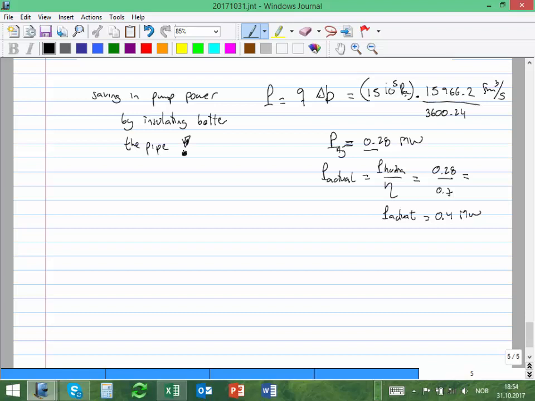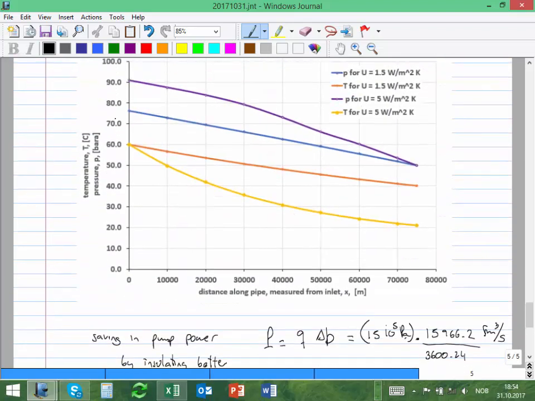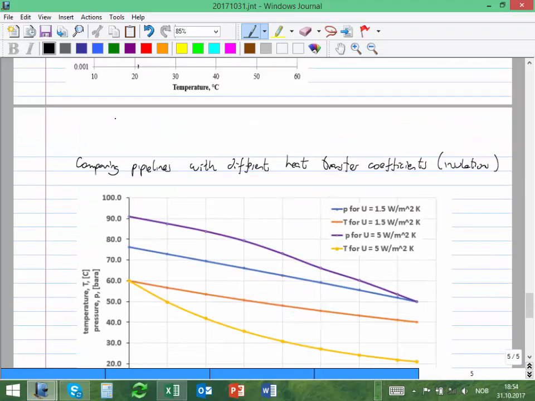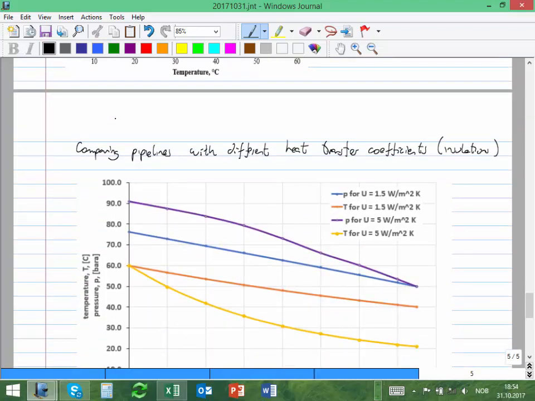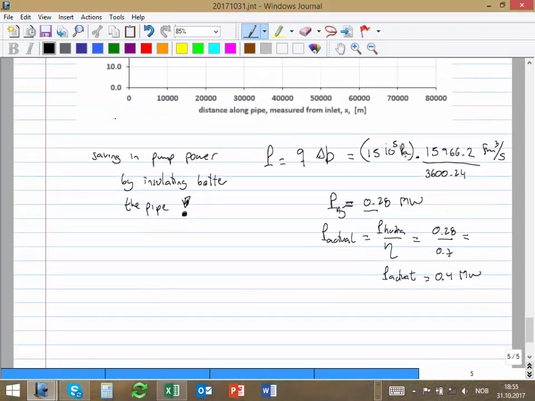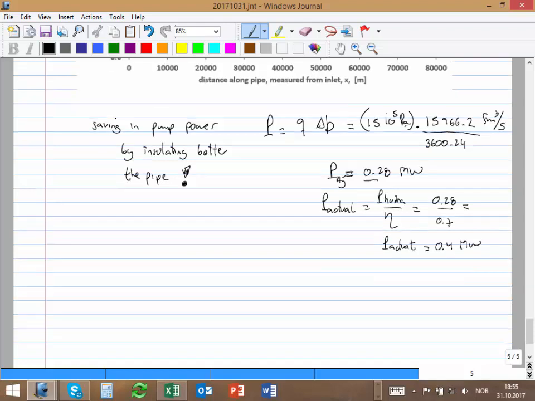Okay. And instead of buying, for example, a pump that is 3 megawatts, you can buy one that is 2.5 and you save some money. But you also have to check how much this insulation costs, okay? Because you have 75 kilometers of pipe that need this insulation. So it might be very expensive, and at the end you prefer just to buy a bigger pump and get rid of the problem.